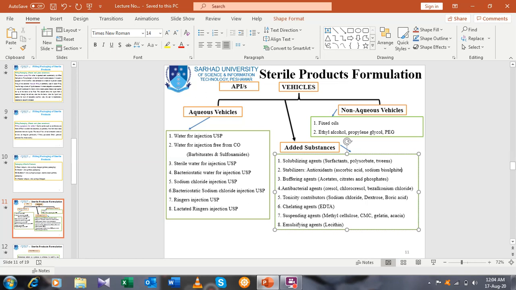Suspending agents, which are used in suspension formulation, whether dry suspension or other suspension formulations, including methyl cellulose MC or CMC, carboxymethyl cellulose, gelatin, and acacia. And emulsifying agents, including the example of lecithin, and there are certain other emulsifying agents which are used in the formulation of the emulsion. That is an overview of the sterile product formulation.